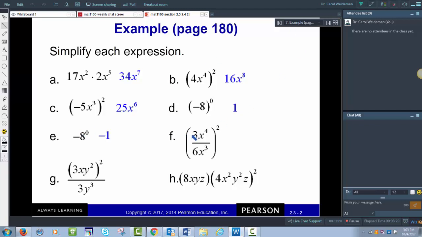Here are 2 ways you could work this. You could simplify within the parentheses first, or you could go ahead and distribute the exponent to the numerator and denominator and then simplify. I think I want to simplify first. So if I go inside here, I see that 3 divides into 6 2 times, so I can put a 2 down here. And then I see x to the 4, and remember when we divide quantities with the same base, we subtract the exponents. So 4 minus 3 is going to give me x to the 1.